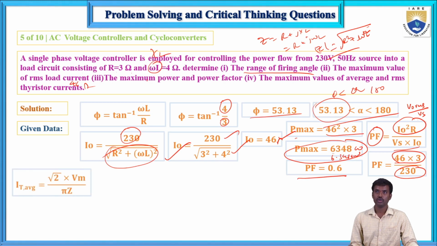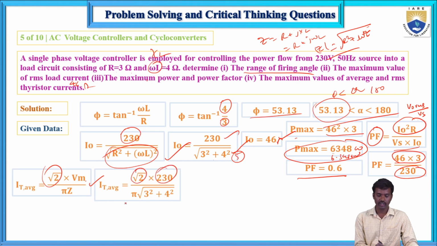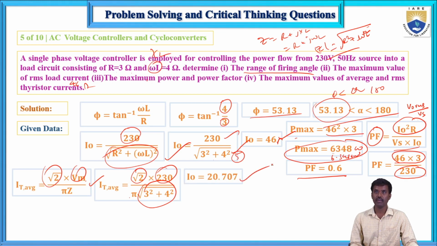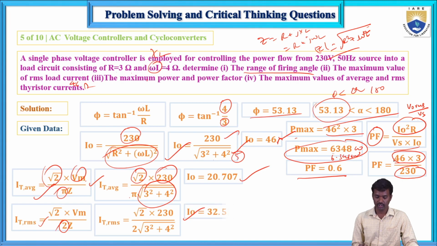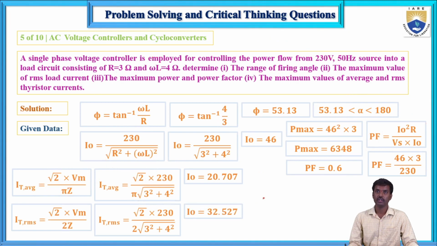Next, the maximum average value of thyristor current, with the formula root 2 into Vm by pi Z. Z equals the square root of R square plus omega L whole square. Substituting root 2, the 230 volt supply, Z and pi, this value equals 20.707. After that, IT RMS equals root 2 into Vm by 2Z. So this has pi for the average and 2 for the RMS. The simplified value is 32.527.